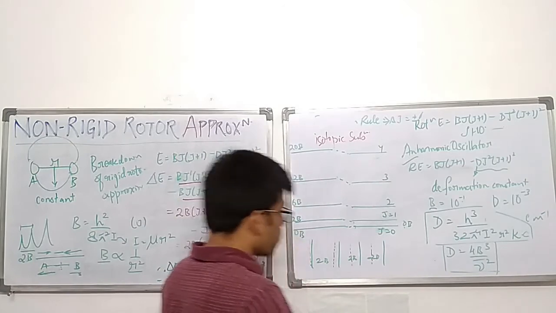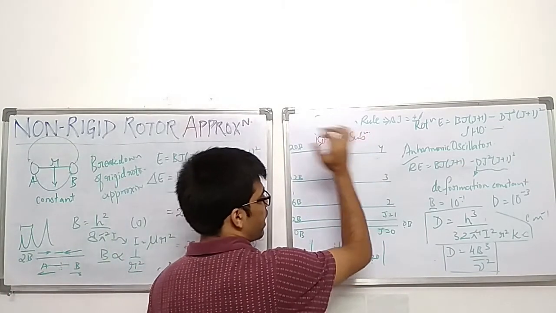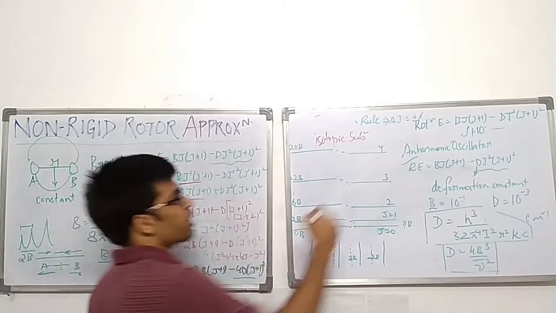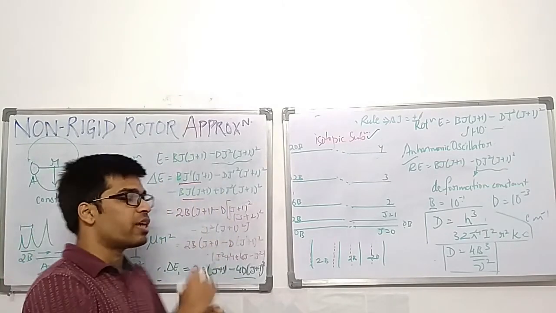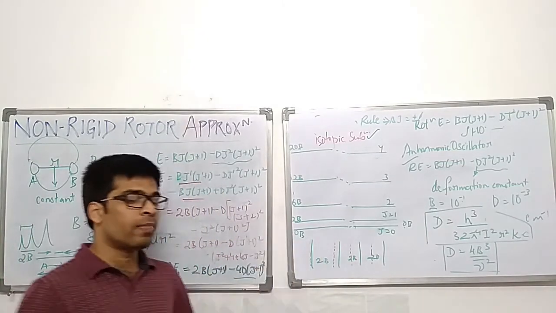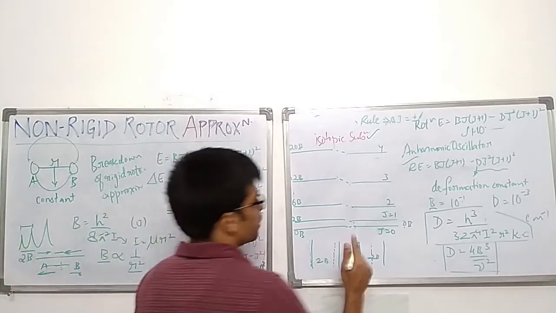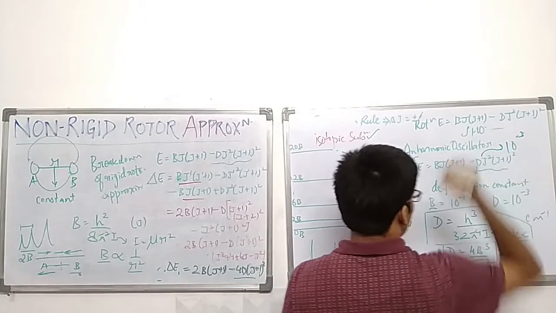Now if the question comes, which will cause a more decrease in the energy levels, either an isotopic substitution or non-rigid rotor approximation? So the answer is isotopic substitution has more contribution in decreasing the spacing between the energy levels rather than the non-rigid rotor approximation, because you see the non-rigid rotor approximation is decreasing in the order of 10 to the power minus 3.